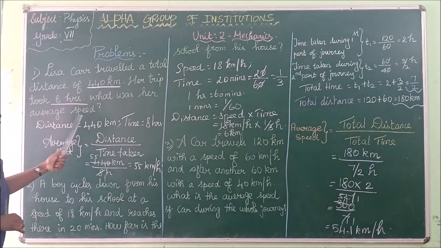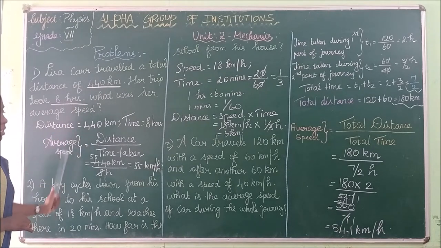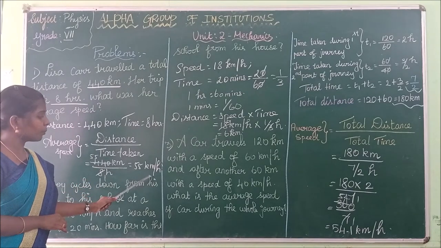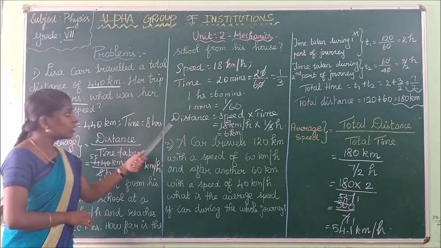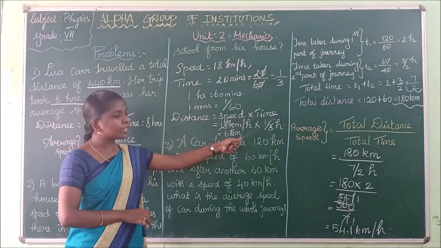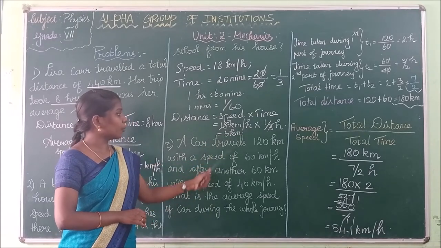First problem, they are asking us to find the average speed. They have given us the distance and time. Substitute the values in the formula and the answer is 55 kilometer per hour. The second problem, they are asking us to find the distance. The formula for distance is speed into time. Substitute the values in the formula and the answer is 6 kilometer.